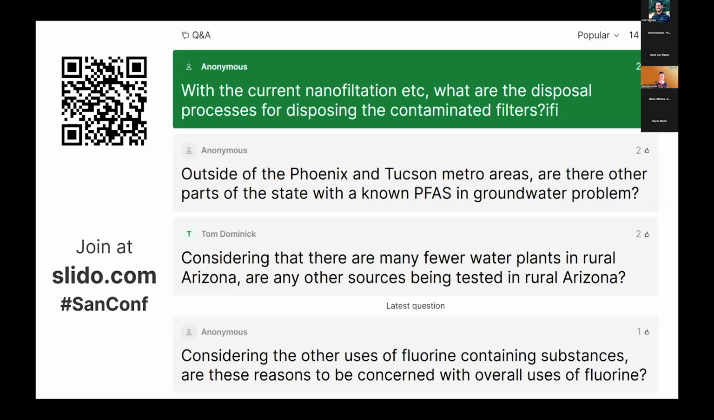So actually, this is one of our focus areas now: dealing with these concentrates, particularly from reverse osmosis, and how we can use our system now to destroy the PFAS molecules, because it's still in water, just at a higher concentration.